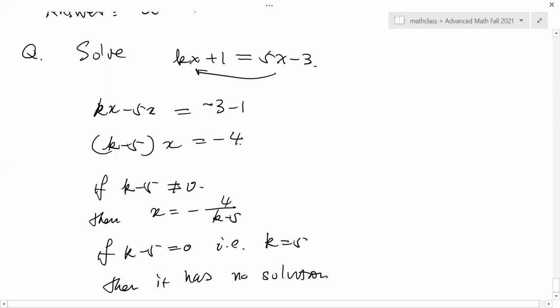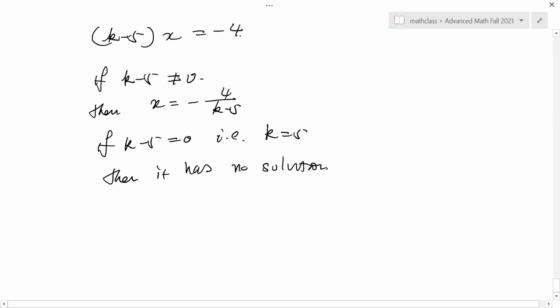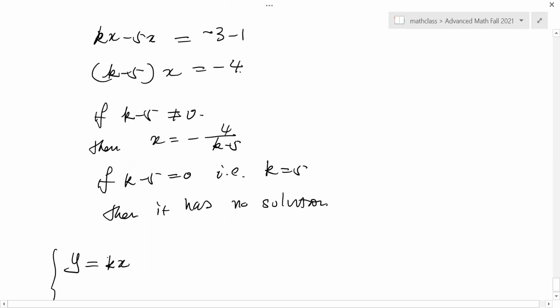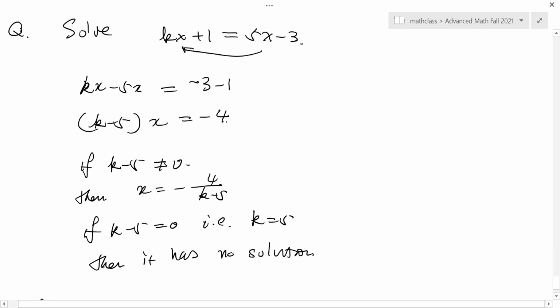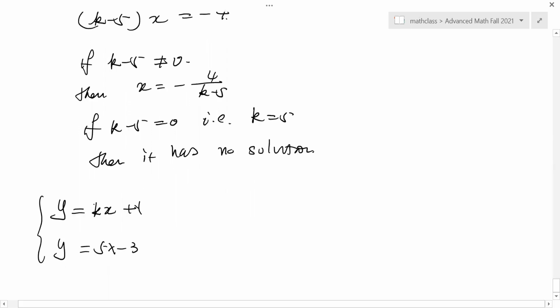Now, this is the same as a problem trying to find the solution of two equations. So kx plus 1, y is 5x minus 3. Maybe next class, in a couple weeks, we will study systems of linear equations. You have two equations, right? You're trying to solve this.